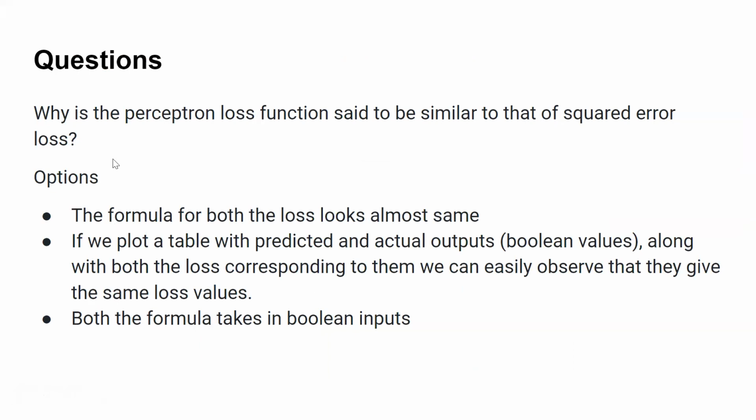Yes. Answer me this question quickly. Why is the perceptron loss function said to be similar to that of squared error loss? Option 1, the formula for both the losses looks almost the same. Option 2, if you plot the table with predicted and actual output, the values are the same. Option B? Yeah, option B is the correct answer.